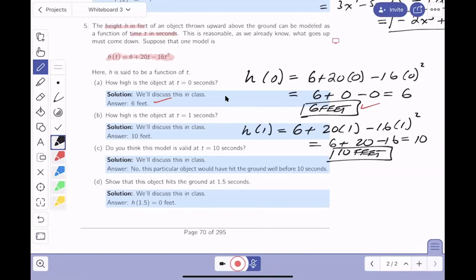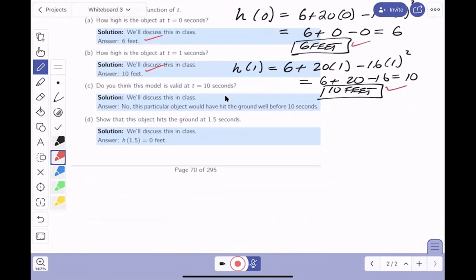Again, age is in feet. Look at the key, and we did okay. Now they go on to say, do you think the model is valid at 10 seconds? Well, I want to be honest with you. I think you can answer this without doing any work, but I still want to do the work for you.